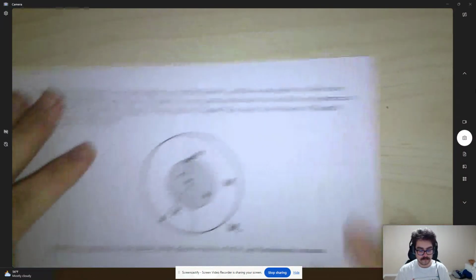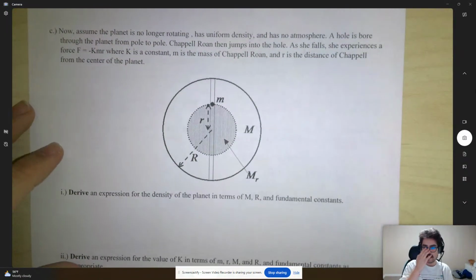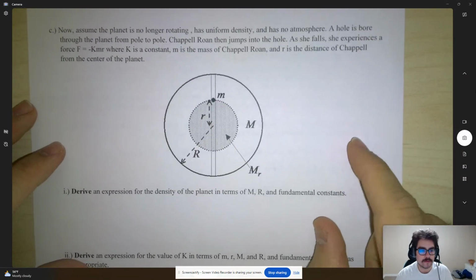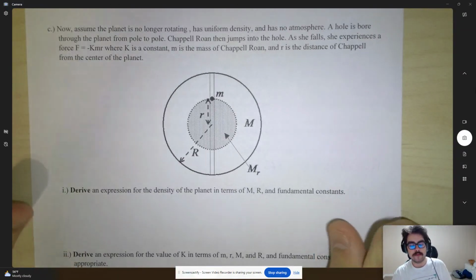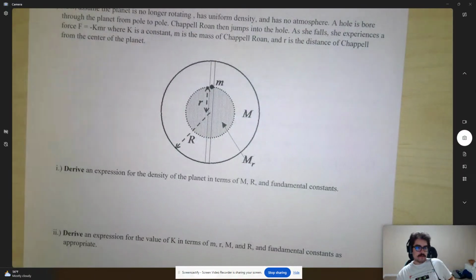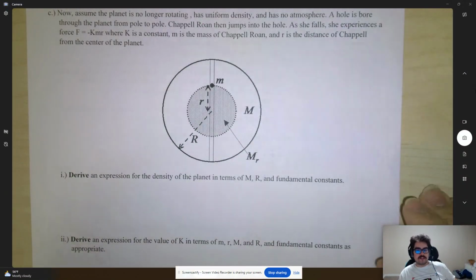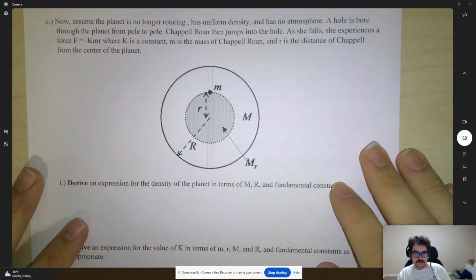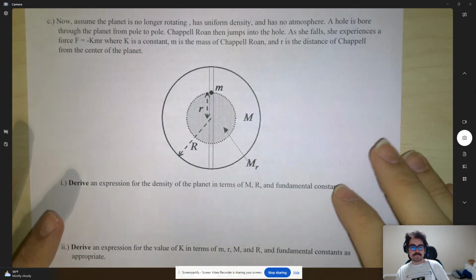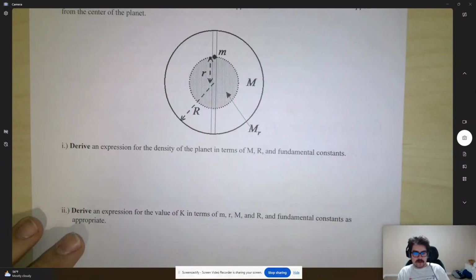Now assume that the planet is no longer rotating, has uniform density, and has no atmosphere. A hole is bored through the planet from pole to pole. Chapel Roan then jumps into the hole, and as she falls, she experiences a force of F equals negative kmr, where k is a constant. m is the mass of Chapel Roan, and r is the distance of Chapel Roan from the center of the planet. Derive an expression for the density of the planet in terms of m, r, and fundamental constants.